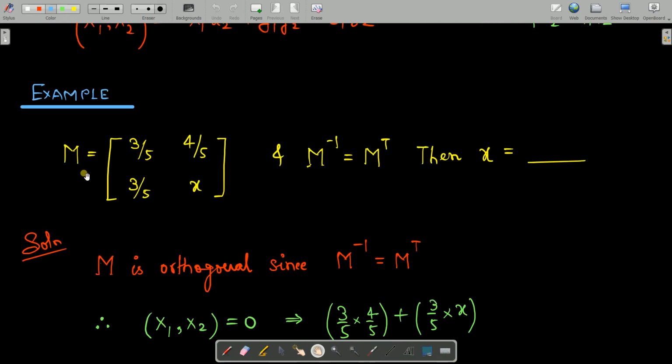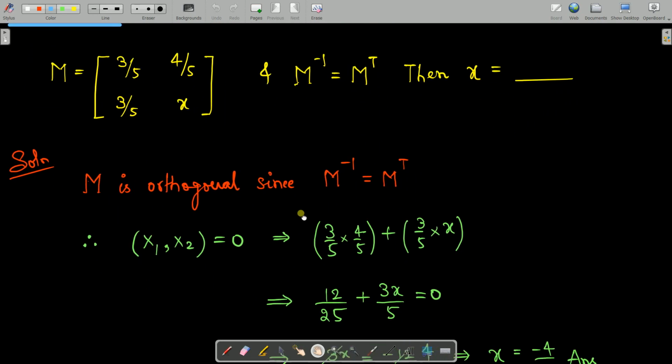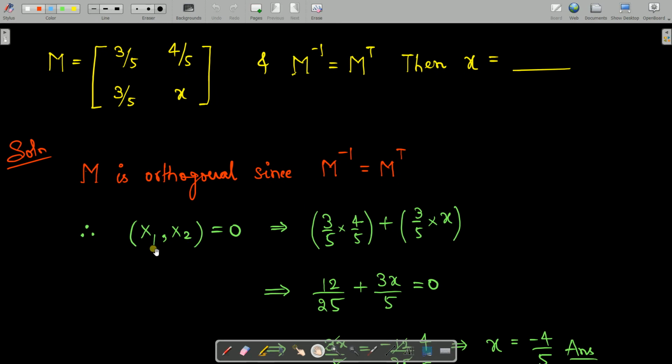So let's see an example here. We have a matrix M and these values are given as 3 by 5, 4 by 5, 3 by 5, x, and this condition is given. If this condition is given, what are they trying to say? Indirectly they are trying to say that M is an orthogonal matrix. If M is an orthogonal matrix, then only this condition is satisfied. So if this condition is satisfied, we can say that the inner product is 0, right? Since M is orthogonal, hence the inner product has to be 0.